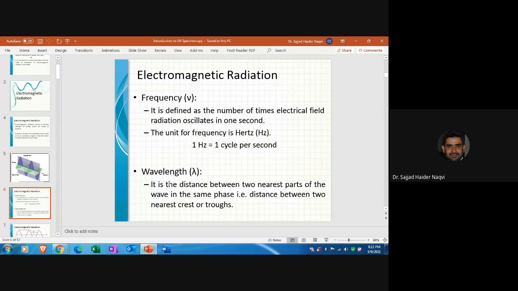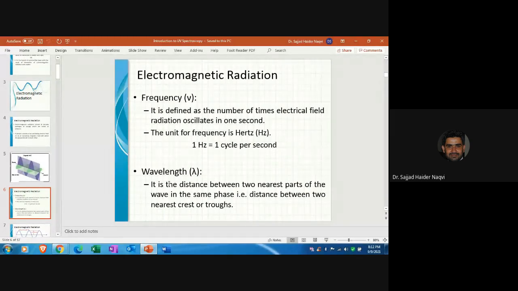So you can see 1 hertz is actually defined as 1 cycle per second. So the more cycles per second, definitely the higher the frequency. The second important thing to discuss in electromagnetic radiation's characteristics is wavelength, the symbol lambda.